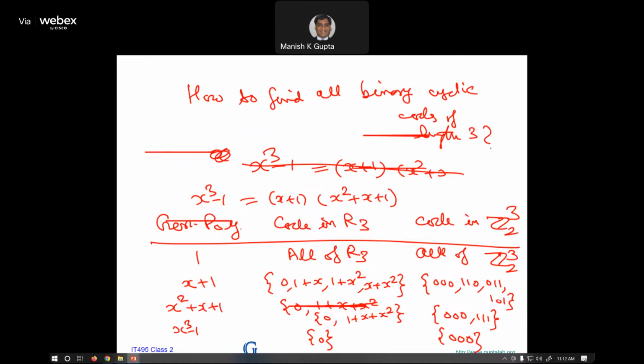If I want to construct a cyclic code of some length, say length 7, just look at x raised to 7 minus 1 and factorize it, modulo 2. And then look at each individual factor and you can get a code. This is a very nice technique for the construction of cyclic codes.